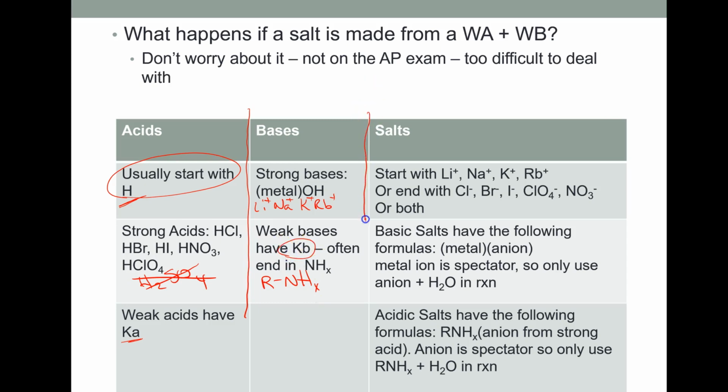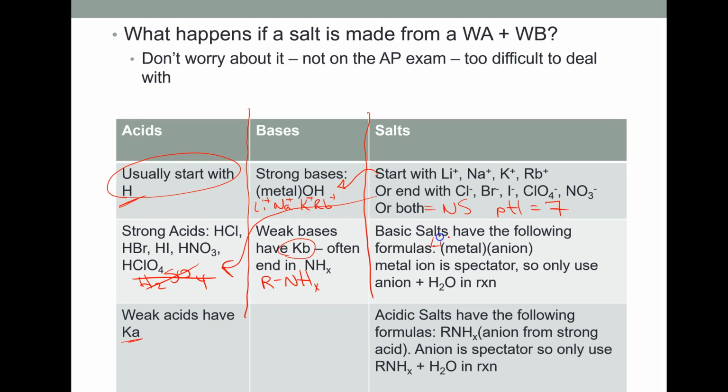Now the salts are the hard things. Salts start with Li, Na, K, or Rb, or they end with Cl, Br, I, ClO4 minus, and NO3 minus, which are the conjugate bases of strong acids, or they do both. They start with one, they end with the other. If they do both, they are a neutral salt, which means the pH is 7, and I'll show you why in a minute.